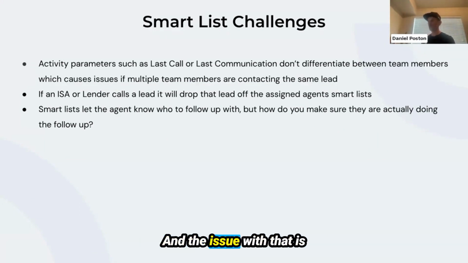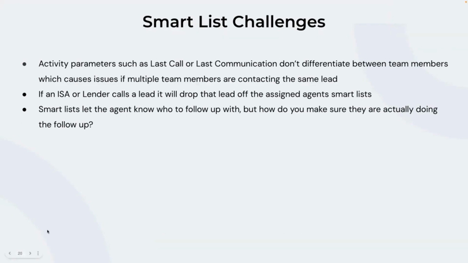And the issue with that is if your ISA or your lender calls somebody, it's going to drop that person off your assigned agent smart list. So that leads to leads slipping through the cracks. A lot of teams don't understand this aspect of smart lists, but our system allows you to create more granular parameters like last call by assigned agent or last call by ISA. So you can build better smart lists where leads aren't going to slip through the cracks.